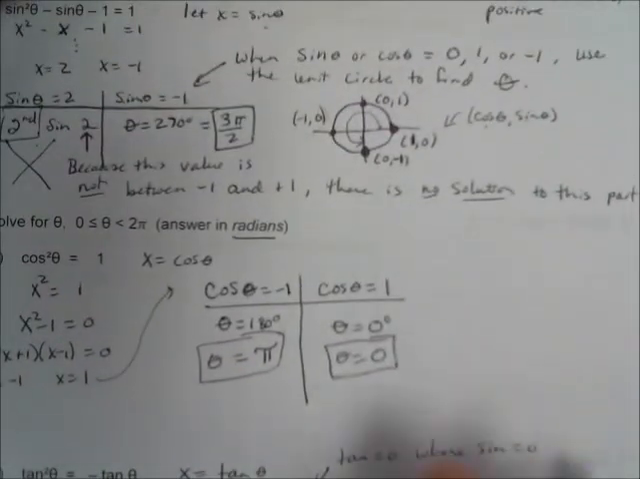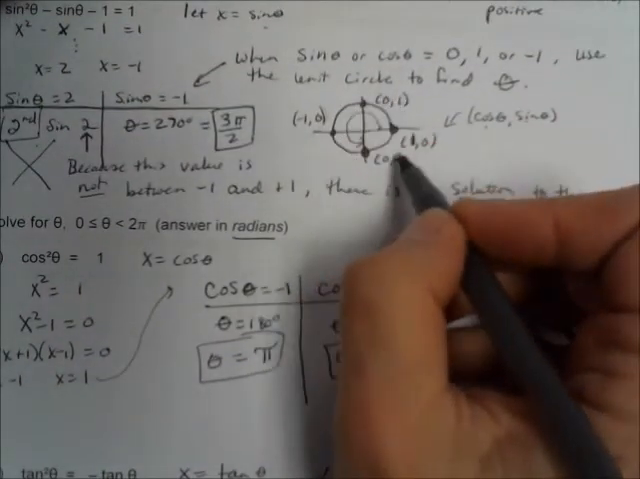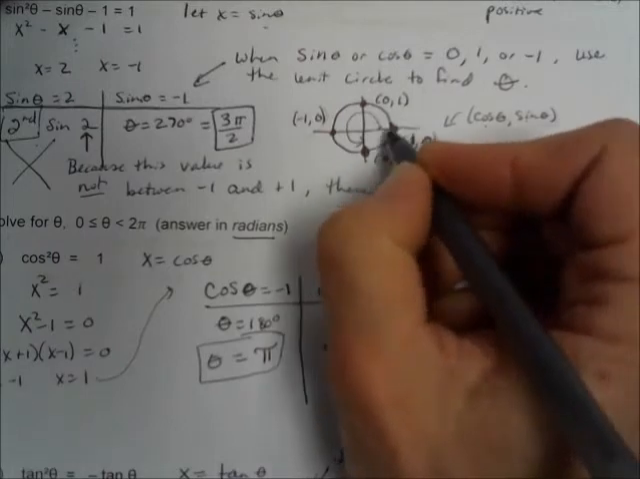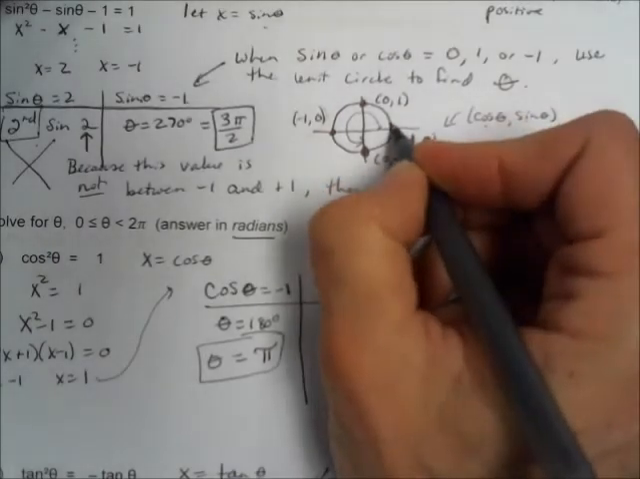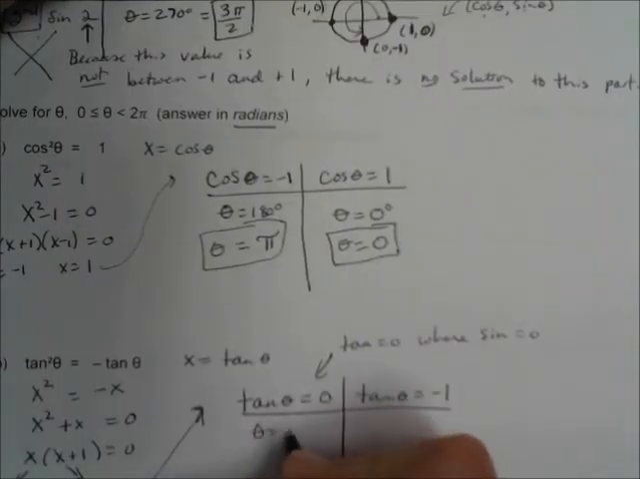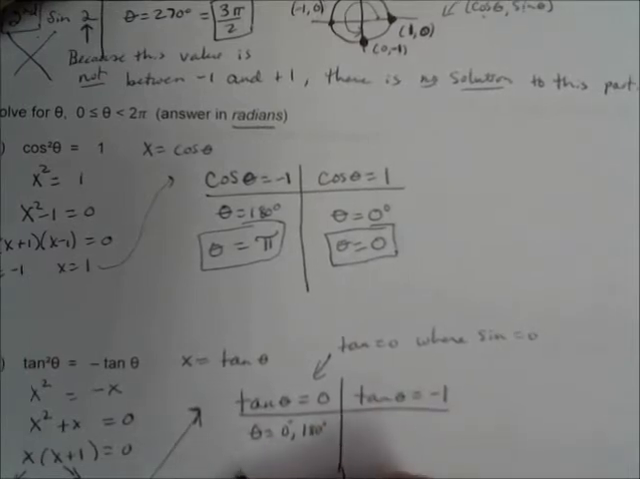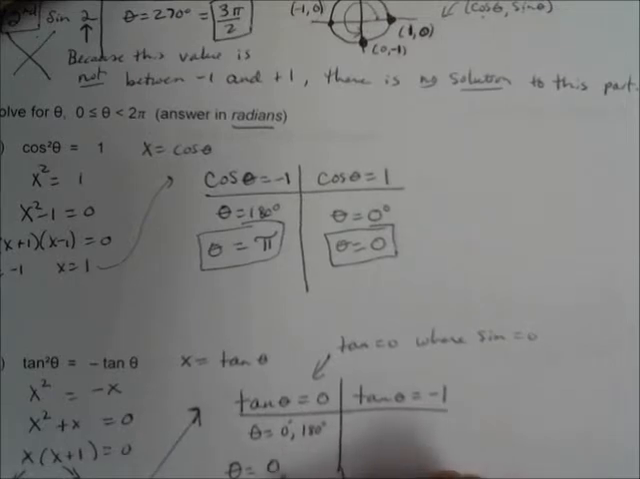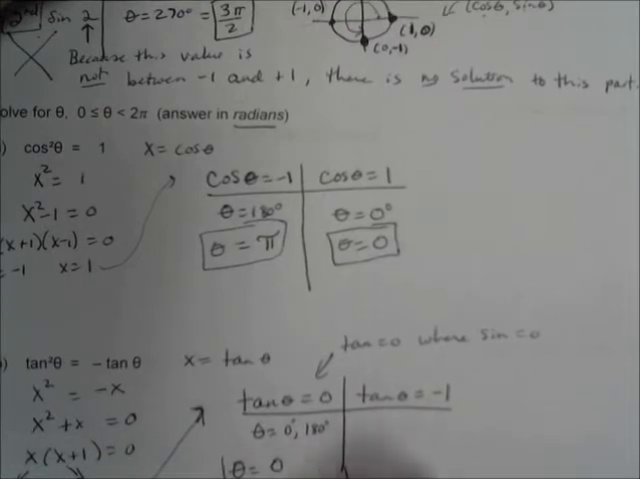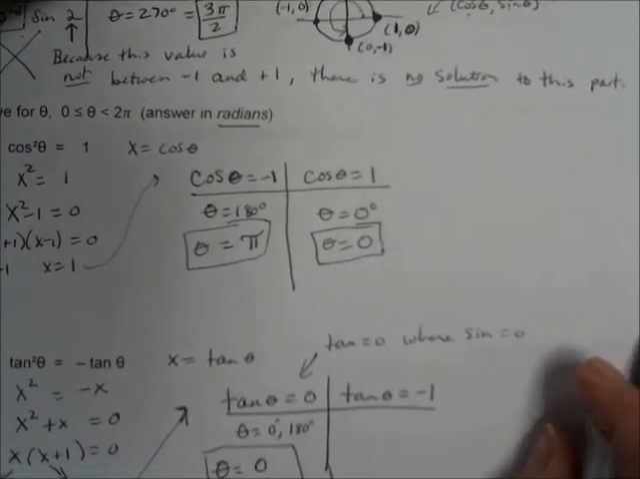And if you go up to this unit circle, where is the sine equal to 0, or where is the y equal to 0? It's equal to 0 at 0 degrees and 180 degrees. So theta is equal to 0 and 180 degrees, but they want our answers in radians. So 0 degrees is 0 radians, and 180 degrees is pi radians. So there are two answers here.